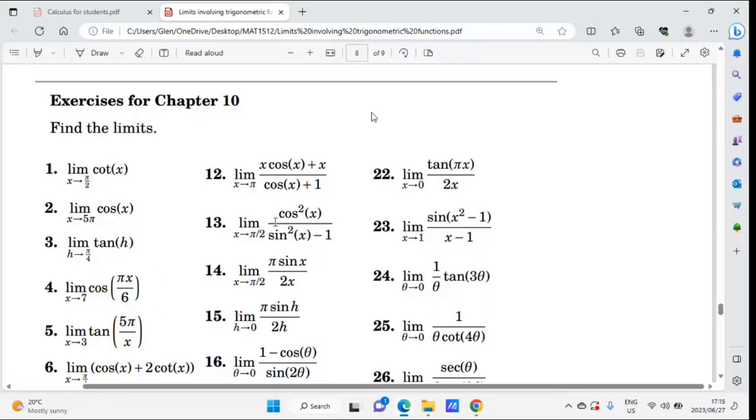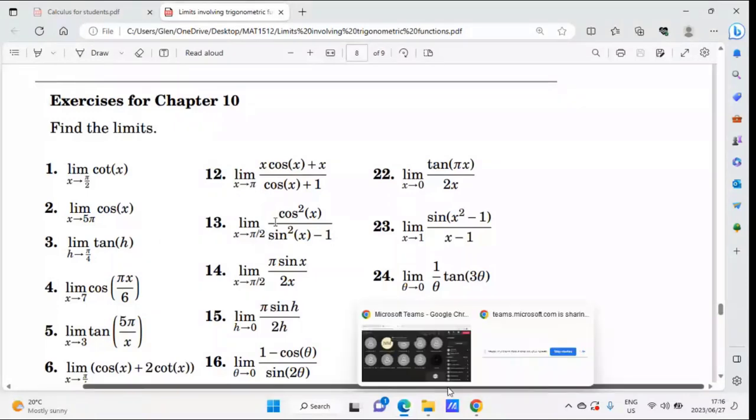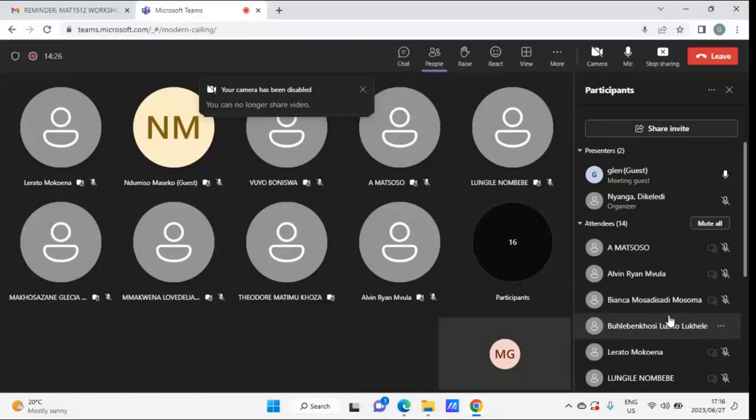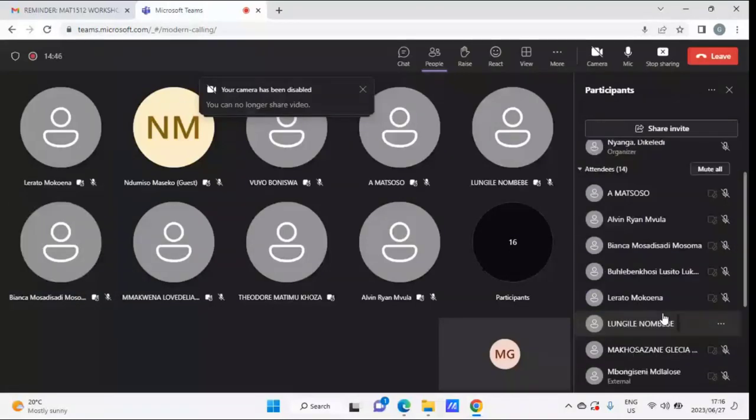Lungile. Yes, sir. What did you get as an answer? No, I got stuck, sir. I didn't get an answer, so I was working it up again. Okay. Who else? I'm just trying to think. Bianca, what did you get as an answer? I don't even know which one you were doing. I just got in not so long ago. All right. Makhosazane, what did you get? I got stuck also because I'm new today.